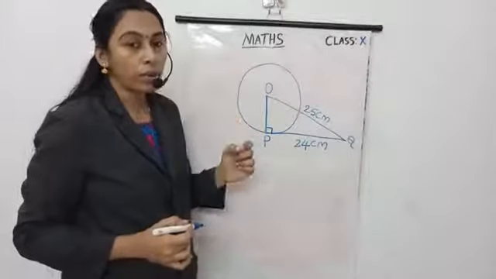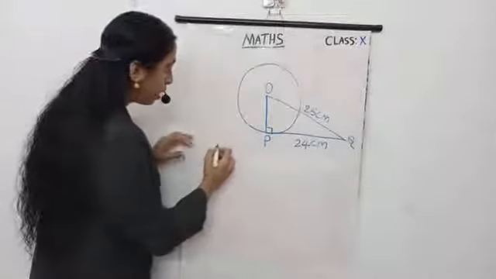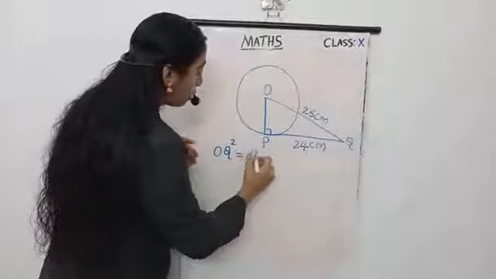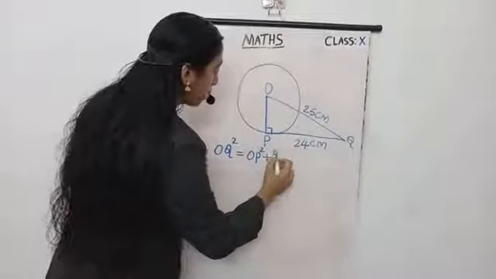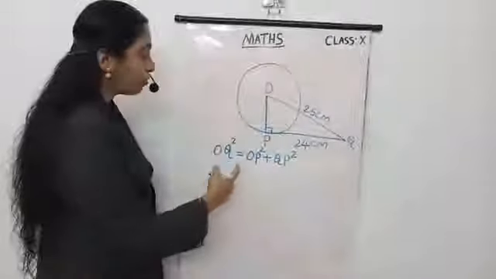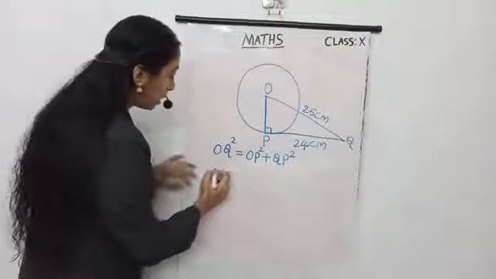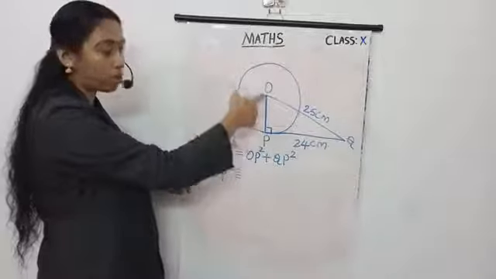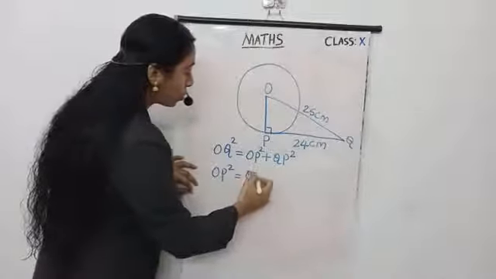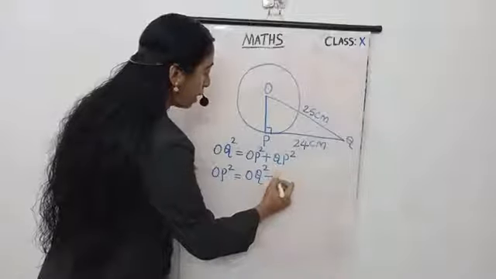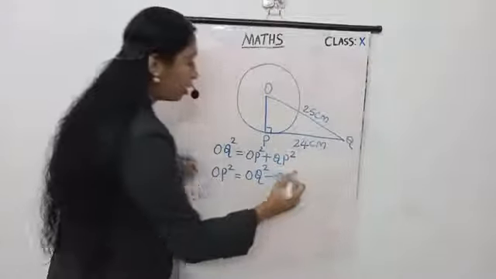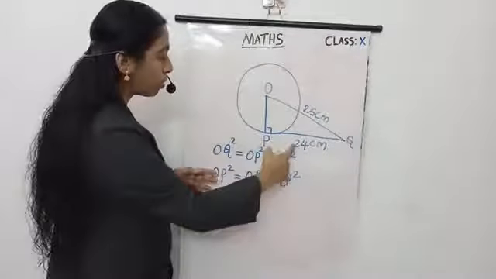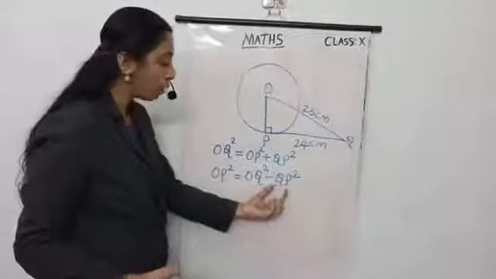Then according to Pythagoras theorem, hypotenuse square is equal to altitude square plus base square. Now from this we can say that OP square, the radius of this circle, is equal to OQ square, hypotenuse square, minus base square, QP square. You already learned this in smaller classes. Now substitute the values of OQ and QP.